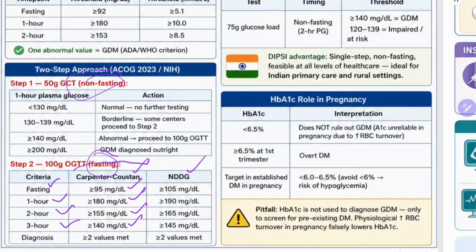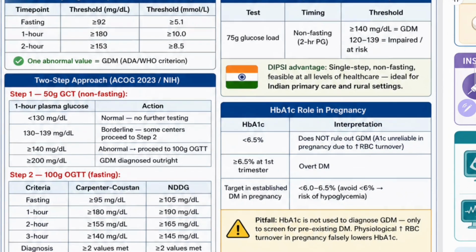So most of them use the Carpenter-Coustan classification, and this also can be used. If two or more values are met, then GDM is diagnosed in the 100 gram glucose tolerance test. Fasting 100 gram glucose tolerance test: fasting value more than 95, 1 hour value more than 180, 2 hour value more than 155, 3 hour value more than 140. So if any two of these are present, then it is GDM. So that is about ADA.